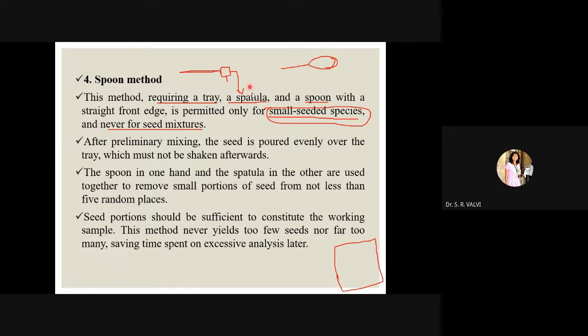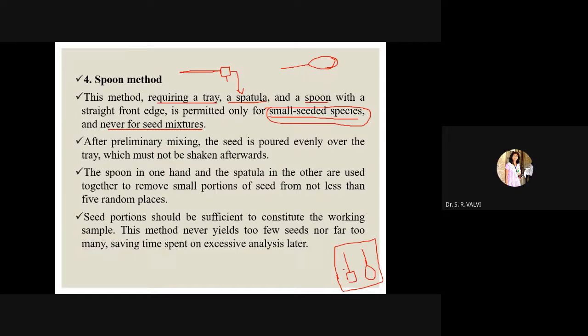So this should be used for what? Small seeded species, okay? Very, very small seeded. For that species, this spatula and spoon method is used. So after preliminary mixing, the seed is poured evenly over the tray, which must not be shaken afterwards. Okay, means what? You have the tray here and you have to keep the spatula and spoon here in this tray, right?